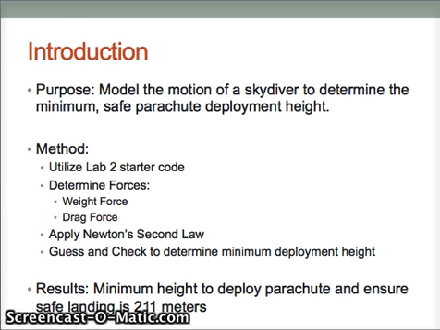To do so, I took Newton's second law to be the fundamental principle and the skydiver as the system. I made updates to my Lab 2 motion of a falling object model to model the skydiver's motion and used a guess and check method to determine the minimum deployment height. My result was that the minimum deployment height is 211 meters, which is very close to the standard average minimum deployment height of 213 meters.